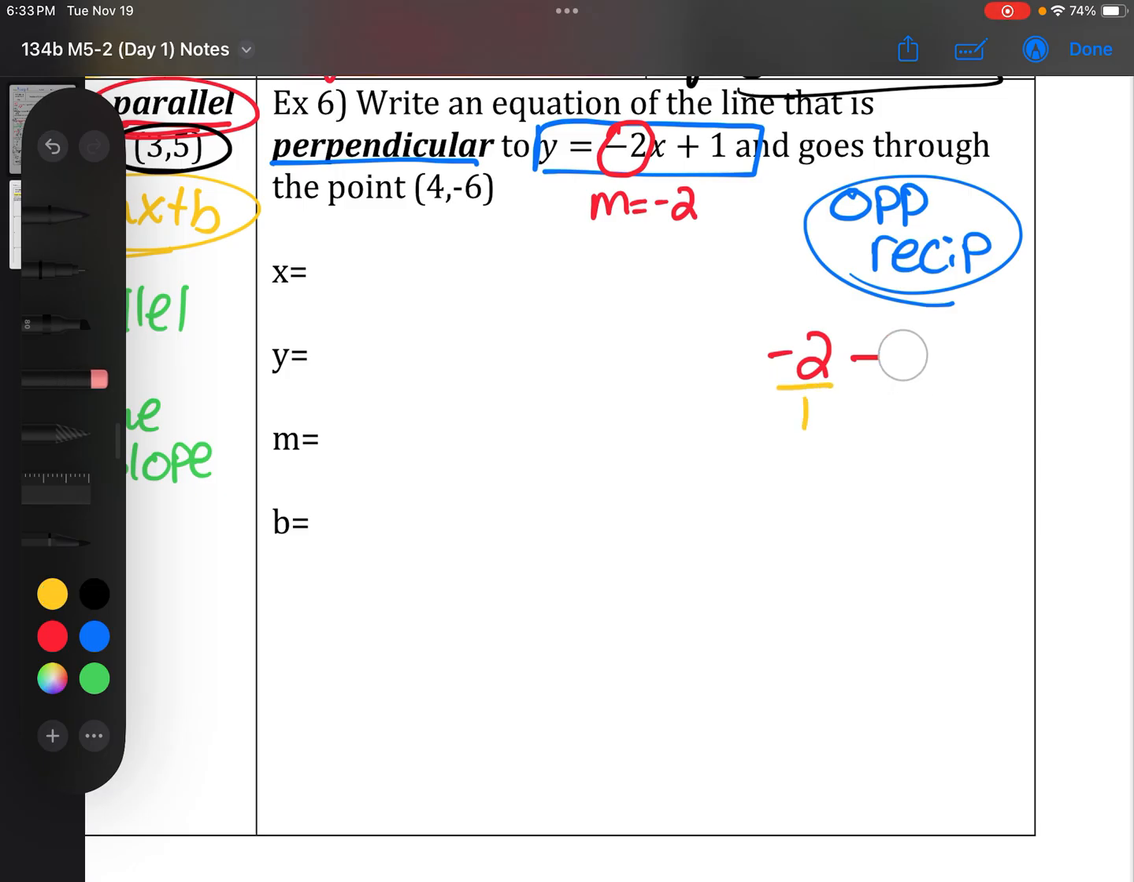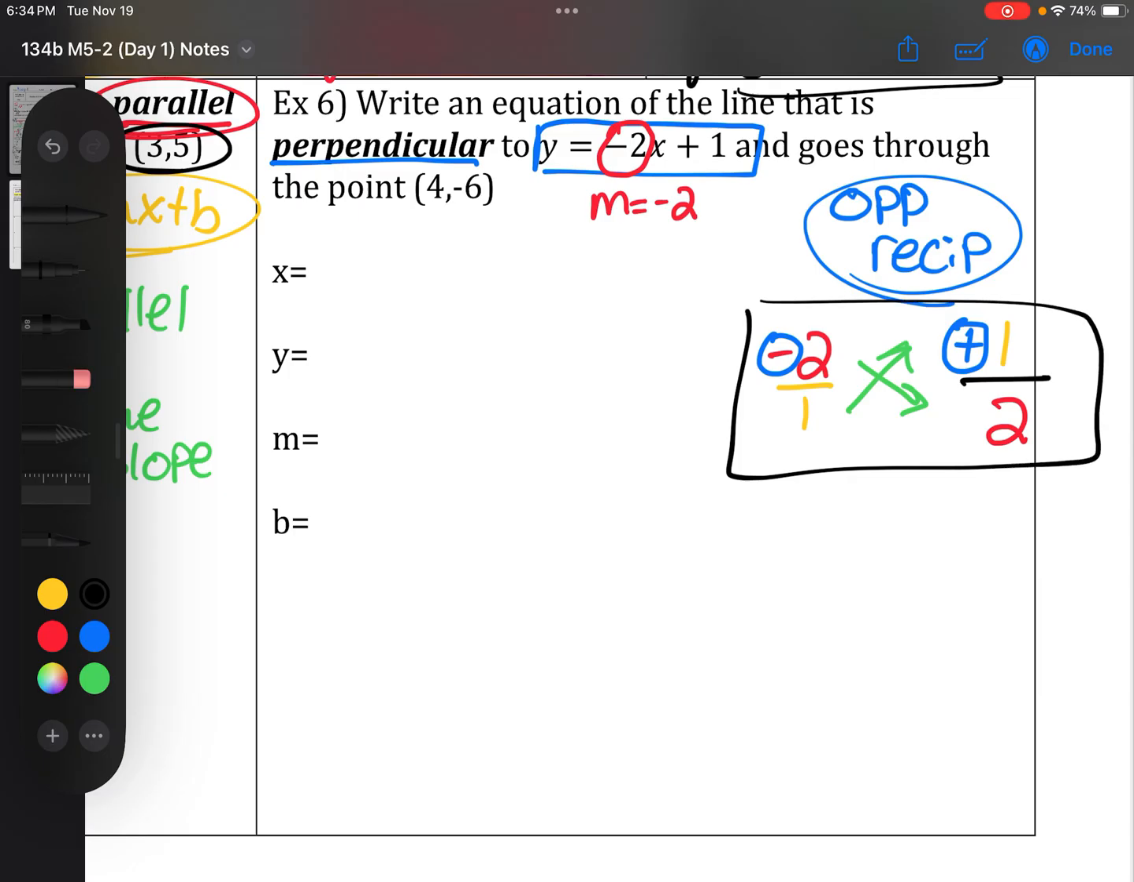So what we're going to do is flip it around. So we're going to have 1 on the top. We are going to have 2 on the bottom. And remember, we need to make it opposite. So the opposite of a negative is a positive. So the opposite reciprocal slope for the perpendicular line is +1/2. This is the slope that we need for our line.